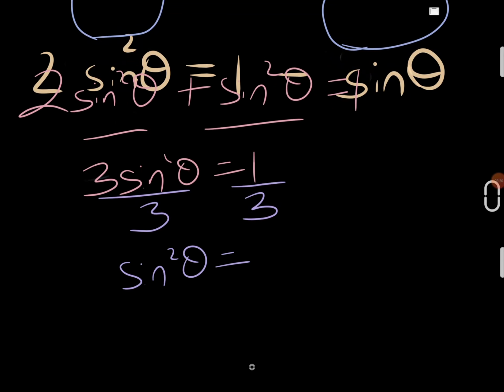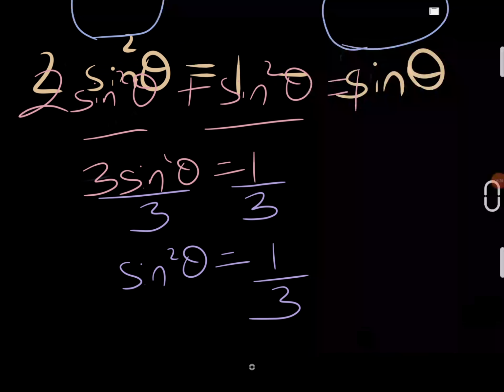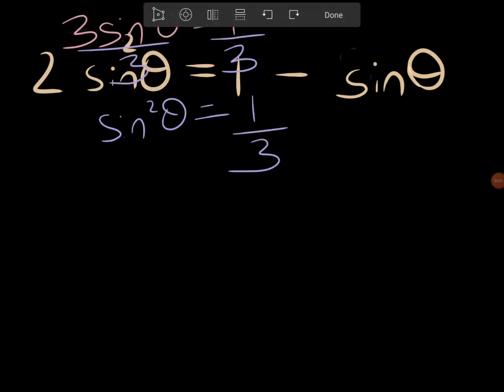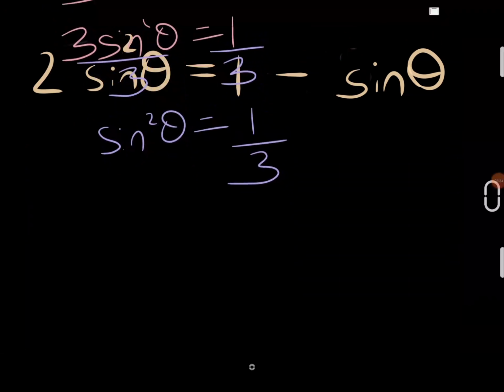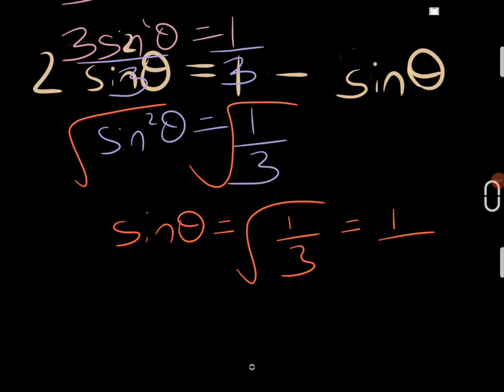Sine square theta is equal to 1 by 3, but whenever we solve, we want to solve for the variable, we want to solve for theta. So sine square theta is equal to 1 by 3 means sine theta is equal to root of 1 by 3, taking square root on both sides. That's what we did. Now sine theta is equal to root of 1 by 3, that is root of 1 is 1 and root of 3 is root 3, so 1 by root 3. Sine theta is equal to 1 by root 3.